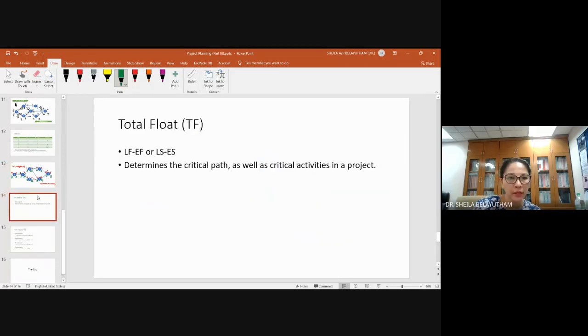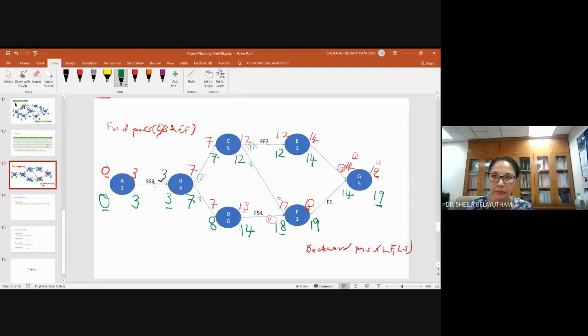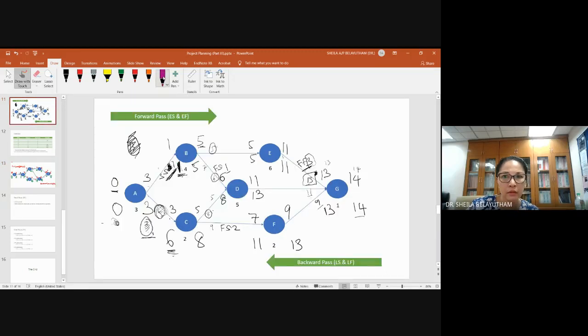All right, moving forward, basically we will talk about total float. Okay, so total float is basically, let me just put it here. Okay, let's try here. Okay, so total float is where your late finish.